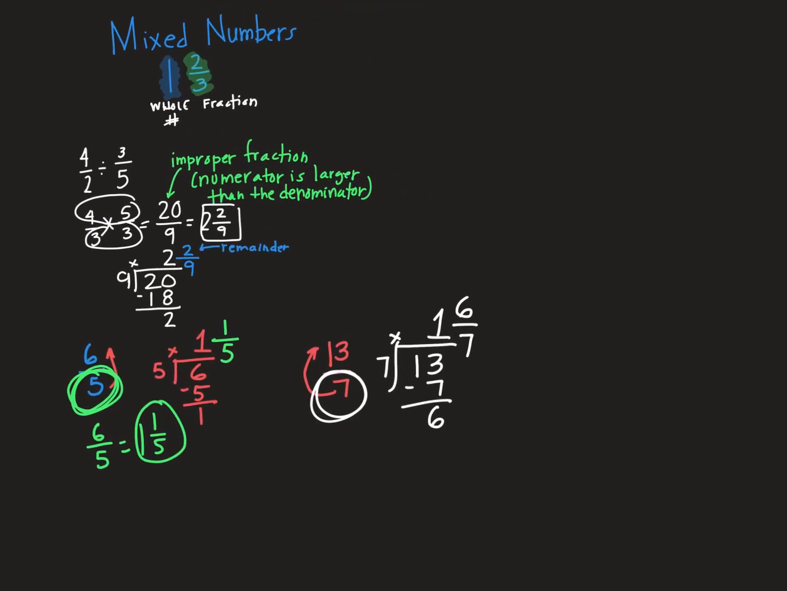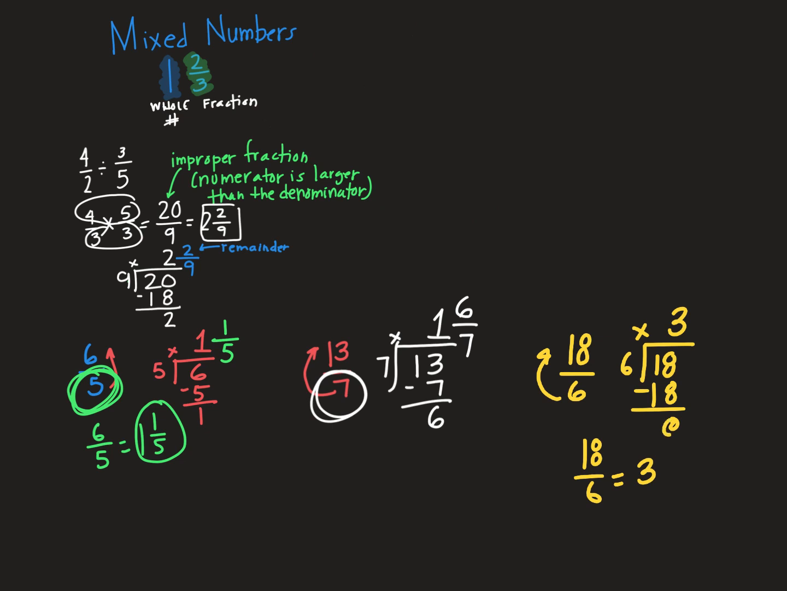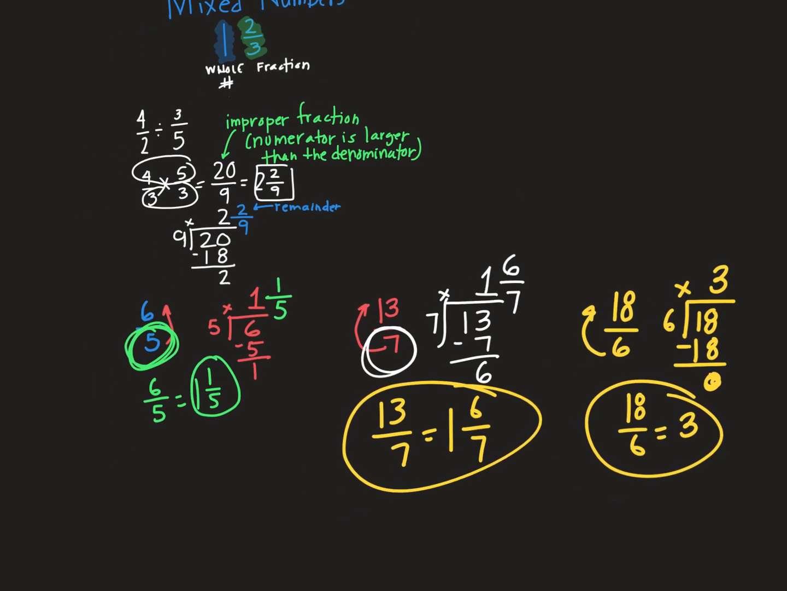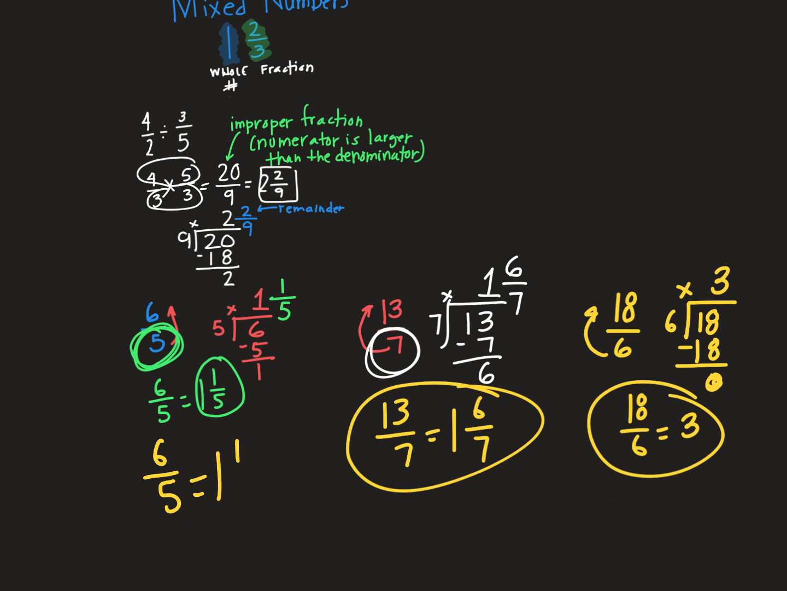Let's do one more example for good measure. Okay, say we have 18 over 6. I'm going to divide the denominator into the numerator. So 18, 6 times what comes close to 18? Well, in this case, 6 times 3 is 18. So my answer is 3. So 18 over 6 is the same as 3. I don't have a mixed number because I don't have a remainder. It's just 0. Just like right here, 13 over 7 is the same as 1 6/7. Same thing, just two different ways of writing it. Just like 6/5 is the same as 1 1/5.